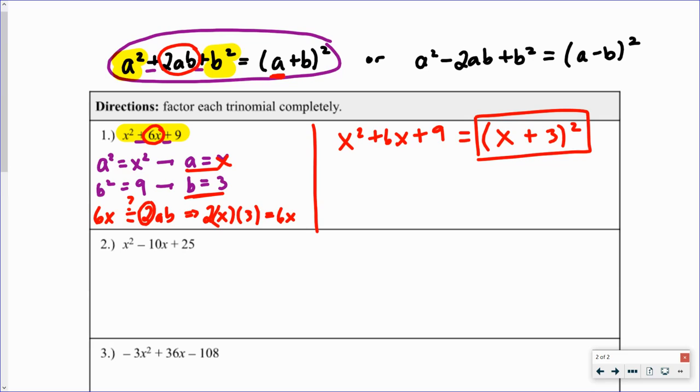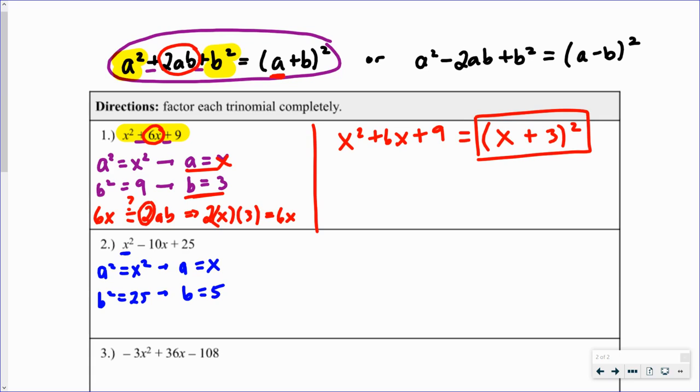I'm going to do this a little bit quicker. So I'm going to look at the first term. Is that a perfect square? So let's see, a squared equals x squared, which means that a would equal x. So that is a perfect square. Look at the constant term, b squared equals 25, which means that b would have to equal 5. So the constant term is a perfect square.